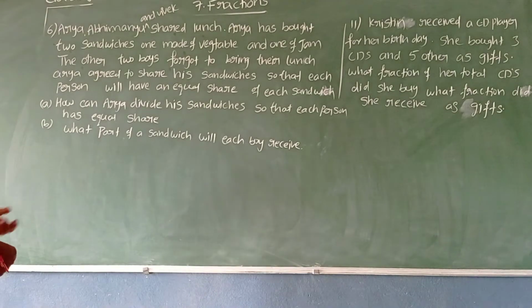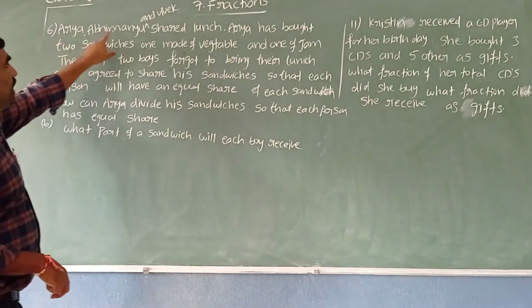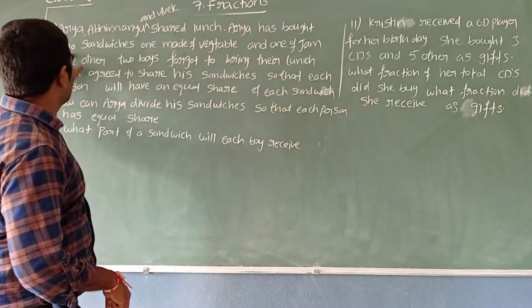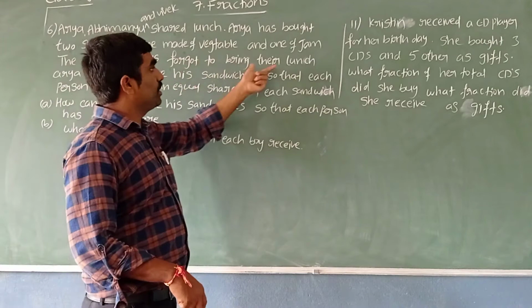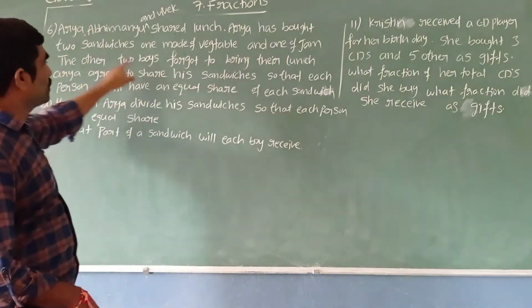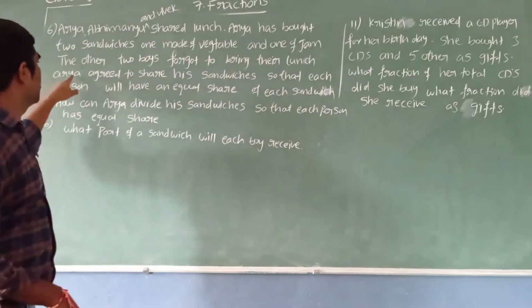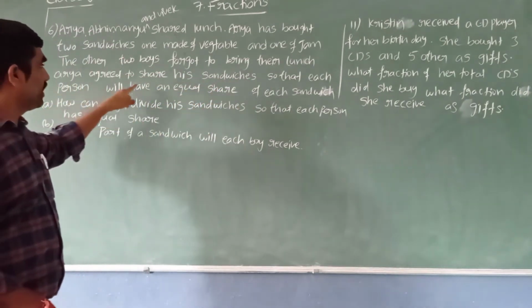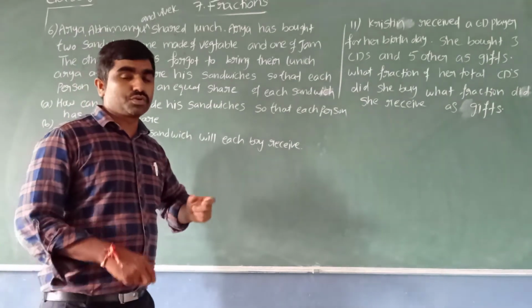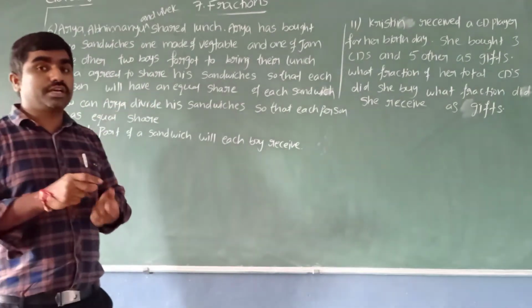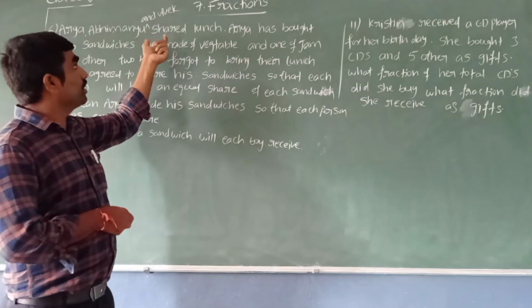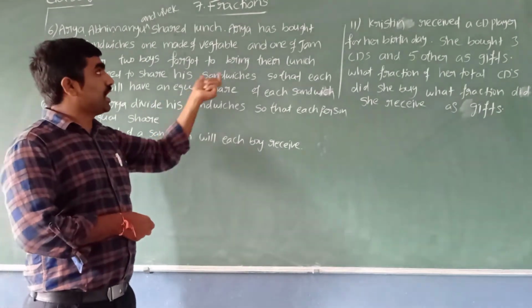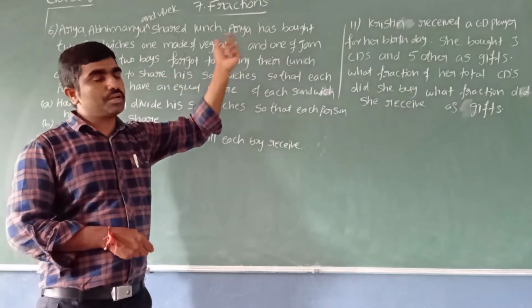So now we'll see some more problems here. Sixth one. Arya, Abhimanyu and Vivek shared a lunch. Arya has brought 2 sandwiches. One is made with vegetable and one is jam. The other 2 boys forgot to bring their lunch boxes. Arya agreed to share his sandwiches so that each person will have an equal share. So these three persons are going to share their lunch, but only Arya brought two sandwiches, one with vegetable and the other with jam.